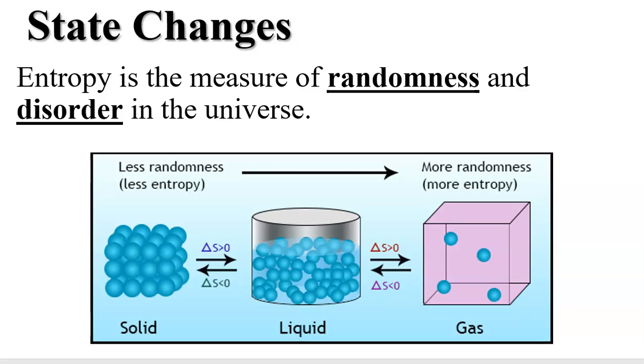So when we're talking about state changes, one important new vocabulary word that we're going to introduce is the word entropy. Entropy is just the measure of randomness and disorder in the universe. So the universe is always trending towards randomness and disorder. And the closer we get to the gas state, the more the entropy is increasing. So solids, as you can tell from this particle diagram, do not have a lot of randomness in them. They're tightly packed together in a pattern. Liquids, a little more randomness, a little more entropy, and then our gases are quite randomly placed.